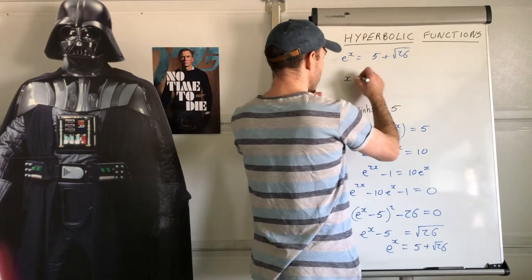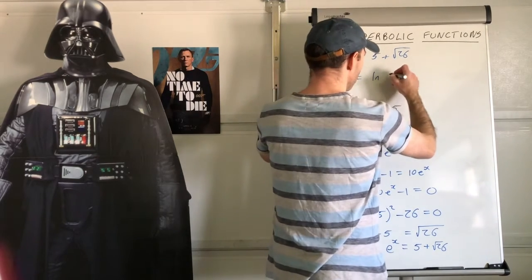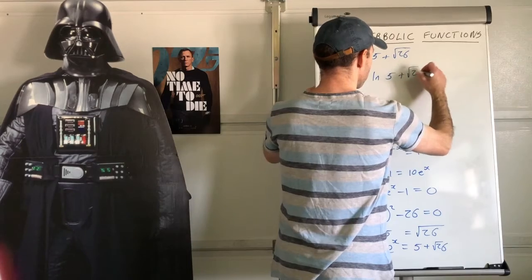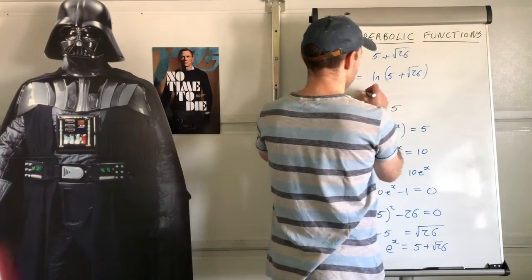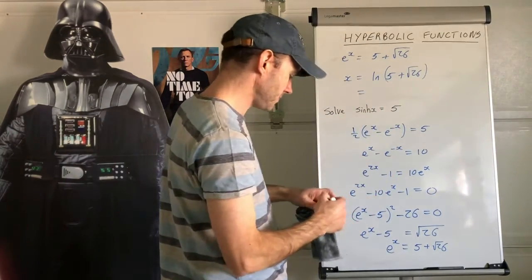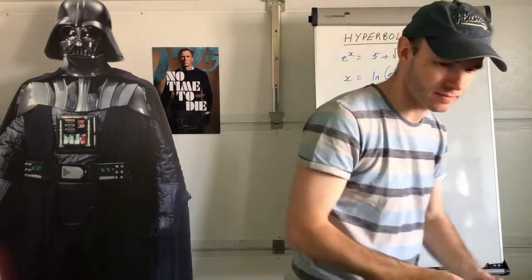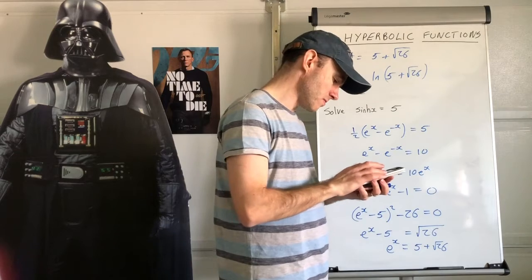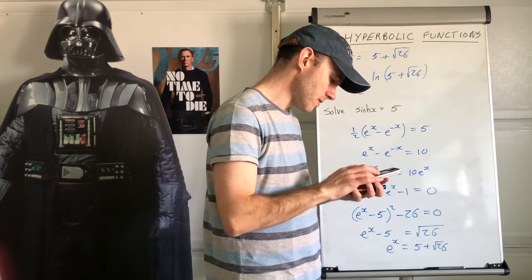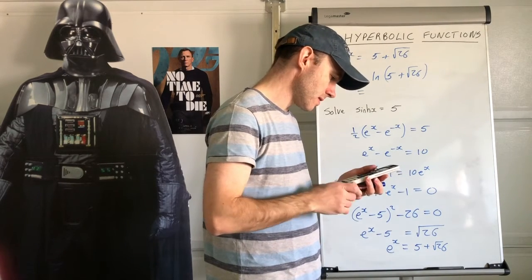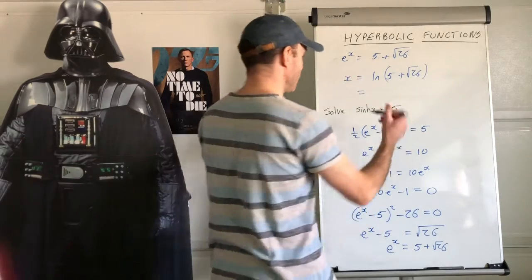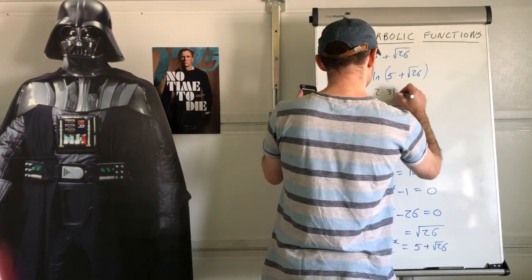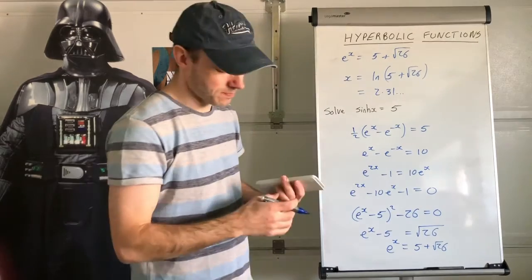So x is going to be equal to natural log of 5 plus root 26. There you go, that's my exact answer. And you can work out what that is. I'm going to do that in two ways. First one, I'm going to put 5 plus root 26 and do the natural log of that. 2.31 dot dot dot, of course.